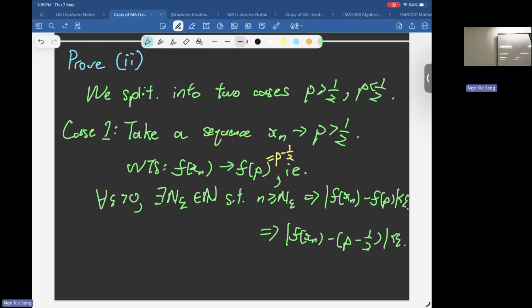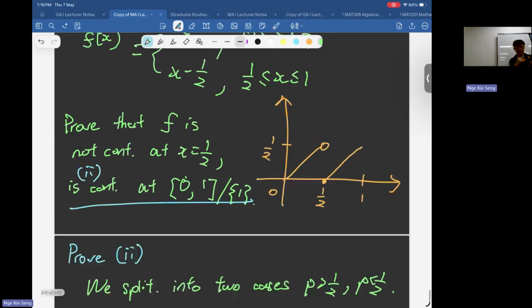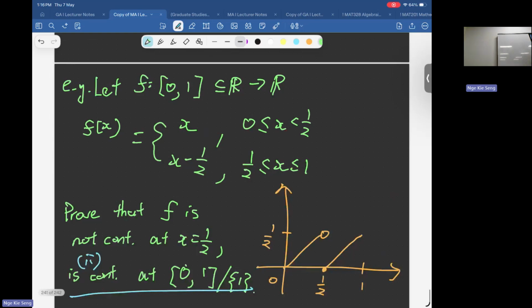So you need to somehow bring this f(S_n) back to S_n, because your assumption is on any sequence. But how to go back to S_n? You define f using S. But there are two parts here. One is x minus half. Which one are you going to use? x minus half, because p is greater than half.